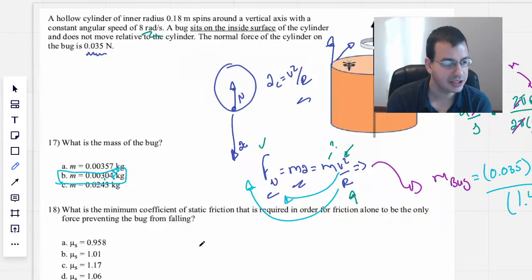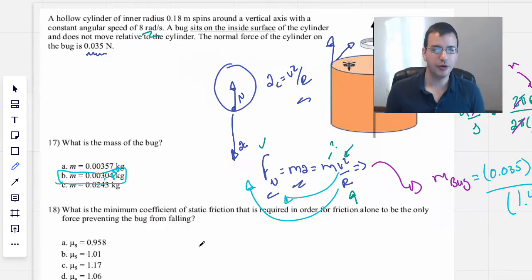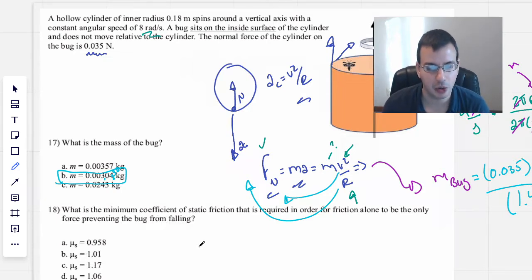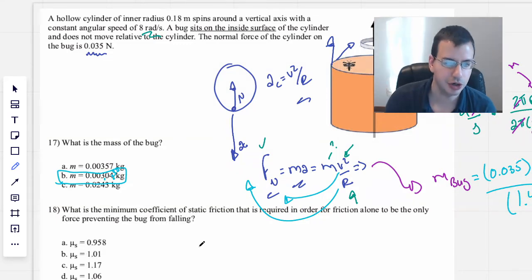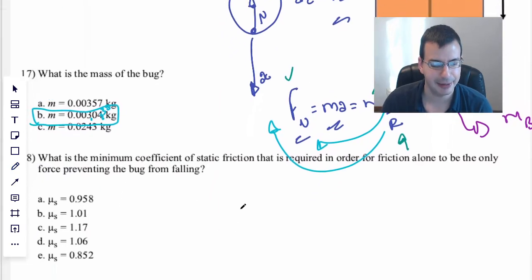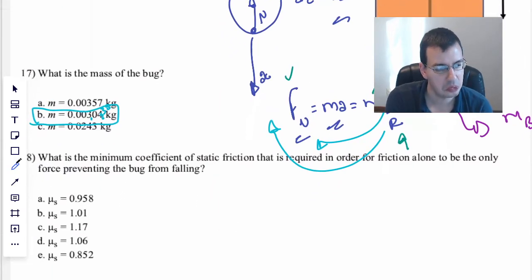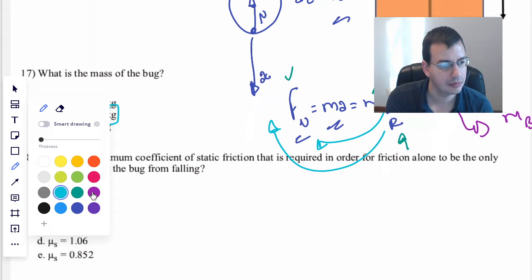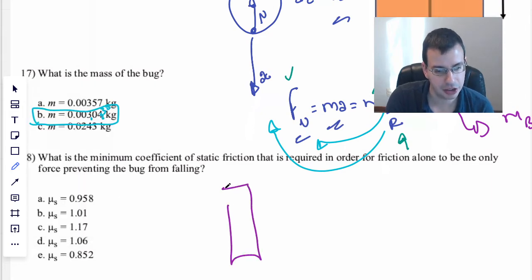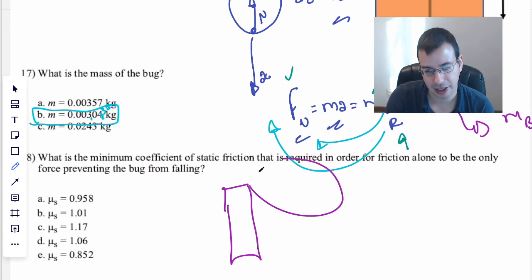Now it's going to ask us, what is the minimum coefficient of static friction that is required in order for friction alone to be the only force preventing the bug from falling? For this one, I'm going to look at it from a side view. So a view kind of like this. Here is the side of the cylinder, and then it wraps around kind of like this.